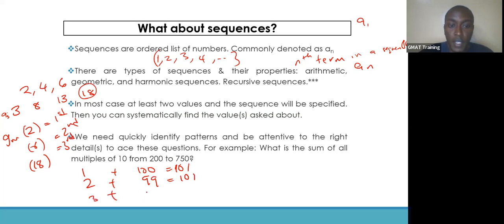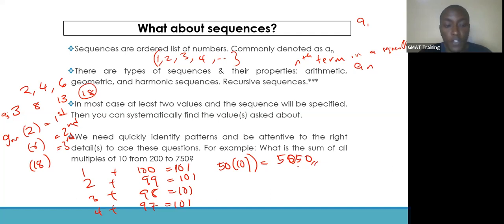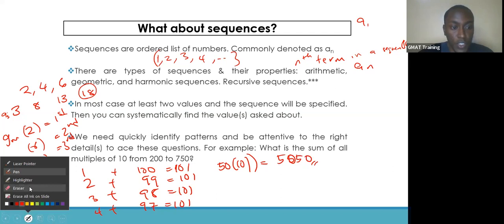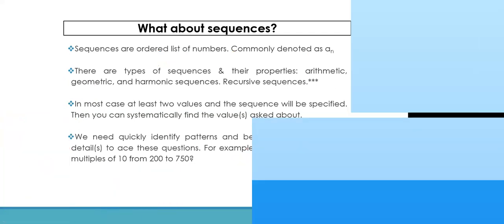3 plus 98, this is 101. 4 plus 97, this is 101. As you can see, there's a pattern. So from 1 to 100, we'll have 50 pairs of this, right? 50 pairs times 101, and you'll have the total as 5,050, and that's the addition of values from 1 to 100. So we'll use the same approach to tackle this question.